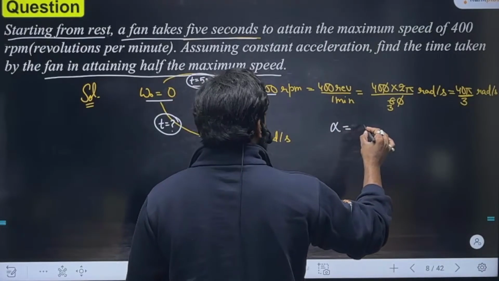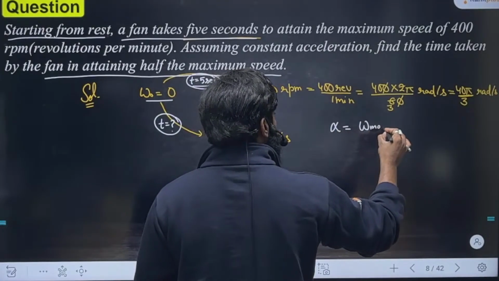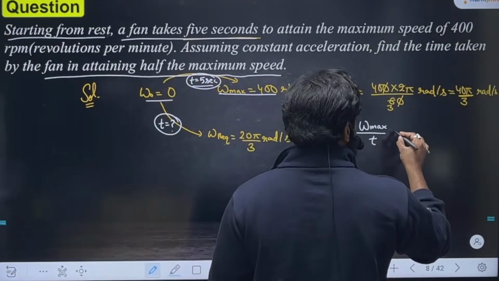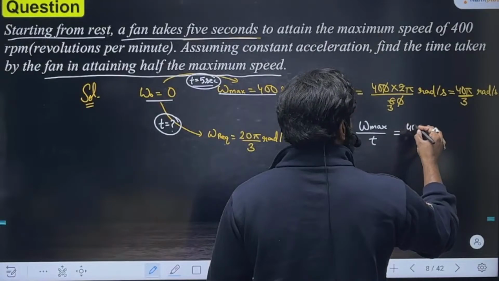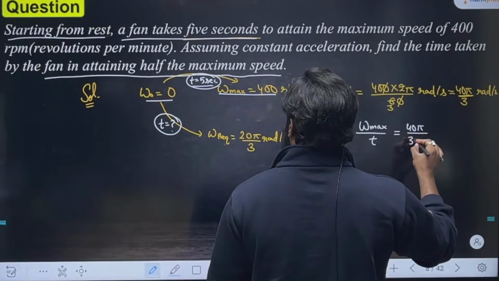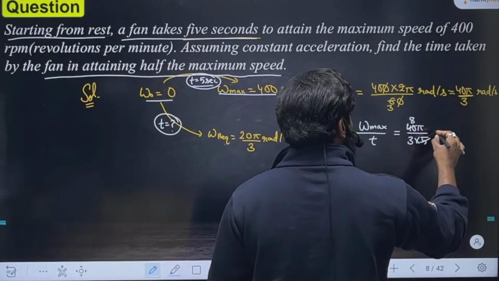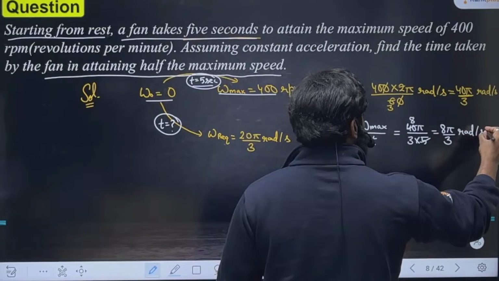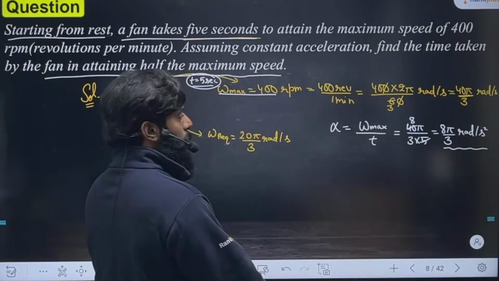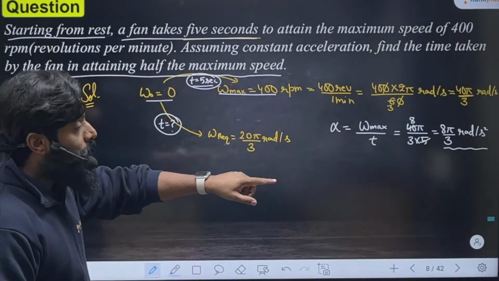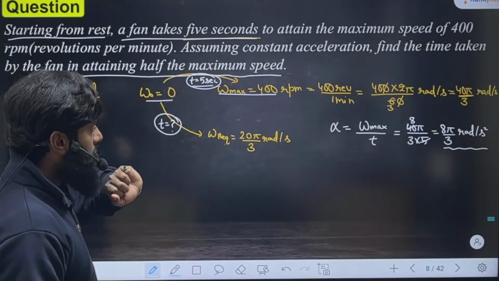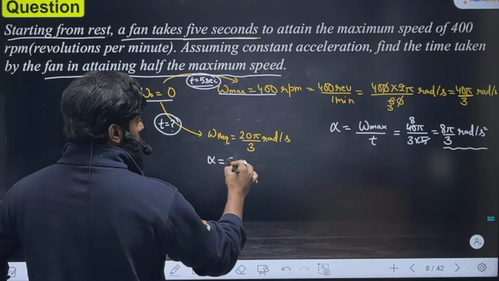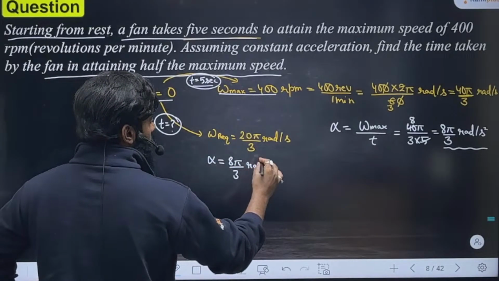So alpha will be equal to omega max divided by time, which is 8 pi by 3 radian per second square. So alpha is 8 pi divided by 3 radian per second square. So from here to here, you also have one alpha, which is 8 pi divided by 3 radian per second square.